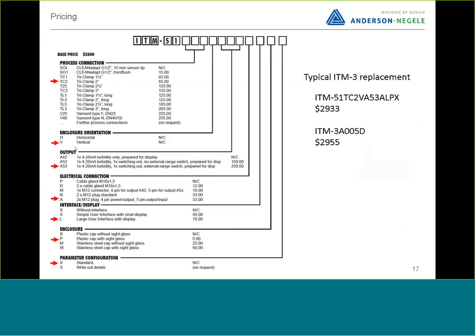Back to the configuration matrix. So here are our output changes. Now we can select what we actually need for the application. If the customer is replacing an ITM3, the safe bet is to get an A53 module because that carries all the input and output capability that the ITM3 had.